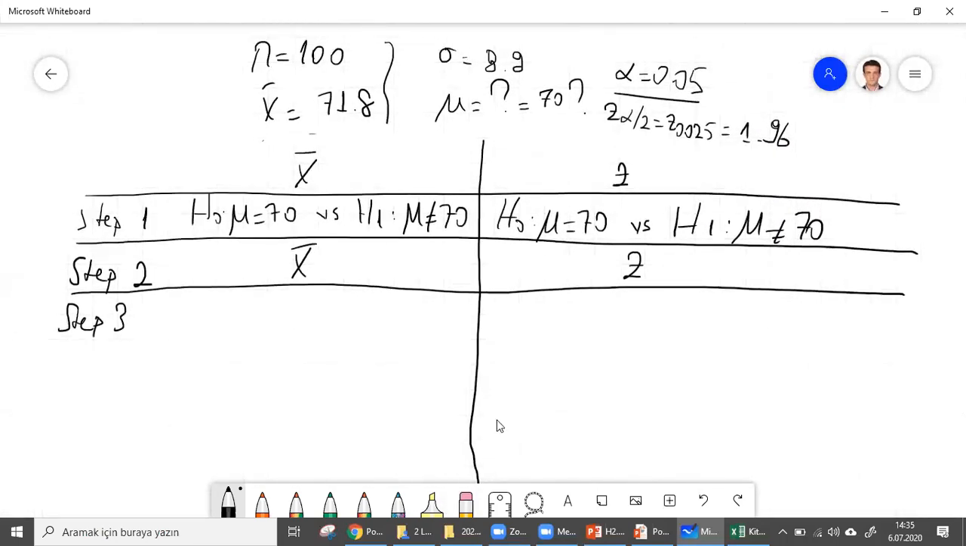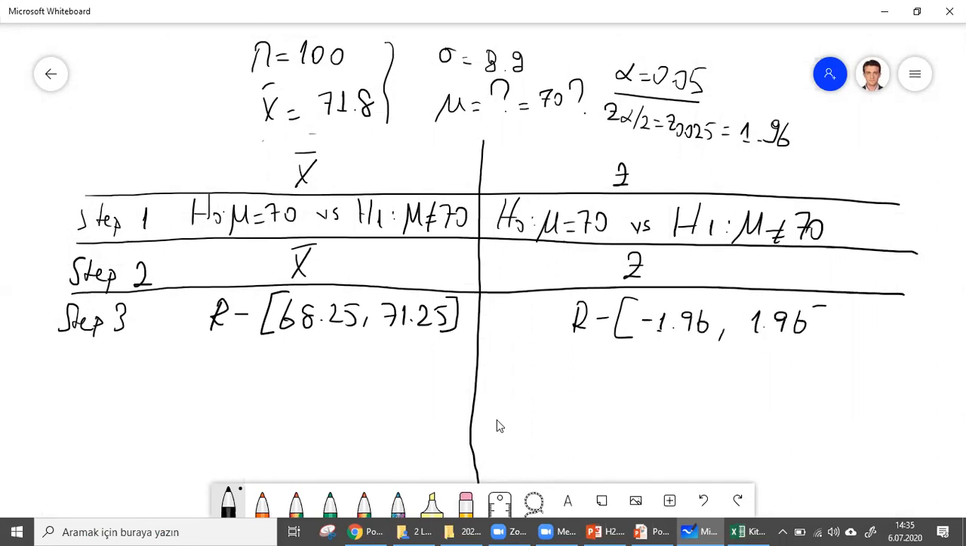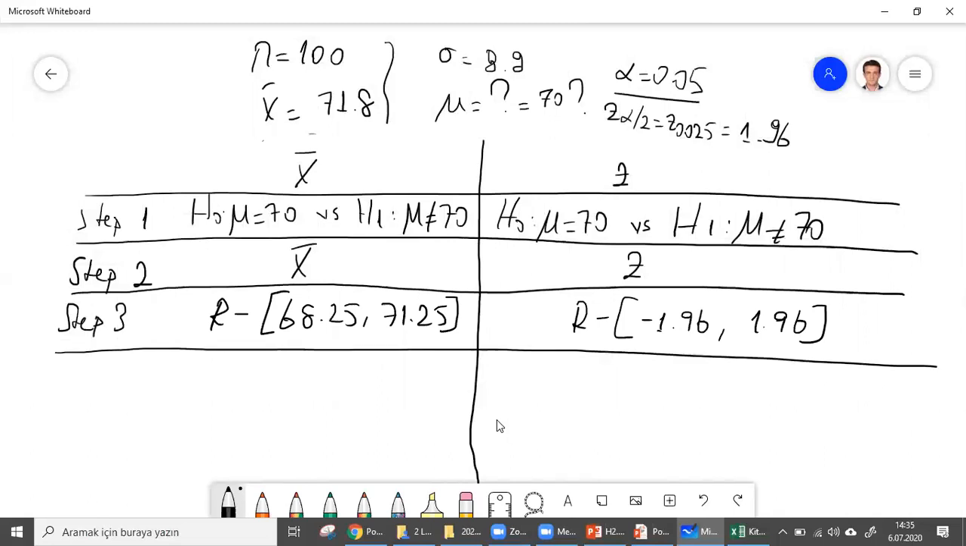So the rejection region is the real numbers minus what? 68.25, 71.75, okay? This is the rejection region. For here, the rejection region is much more simple. That's why we just standardize. Here, we just say the rejection region is real numbers minus 1.96, okay, and 1.96. That's great. Okay, so, right.